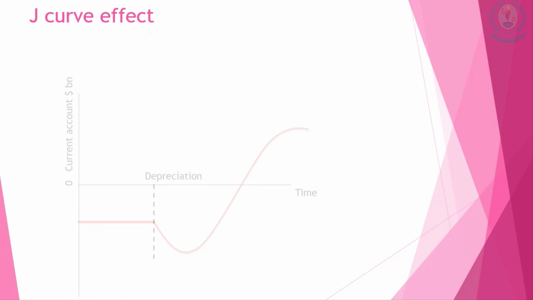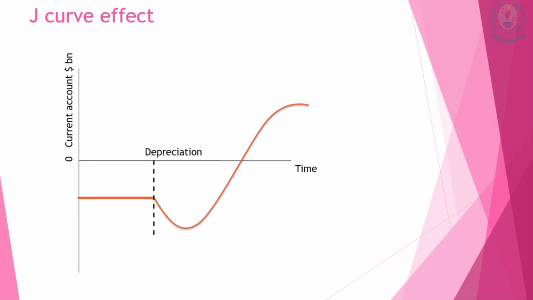J-curve effect. This means once a currency is depreciated, initially after depreciation, the current account balance will worsen and then only it will start improving. At the initial stage, we can see after having the current account balance stable, once we depreciate the currency, it starts to fall and then again only it has increased. This is what we know as the J-curve effect.